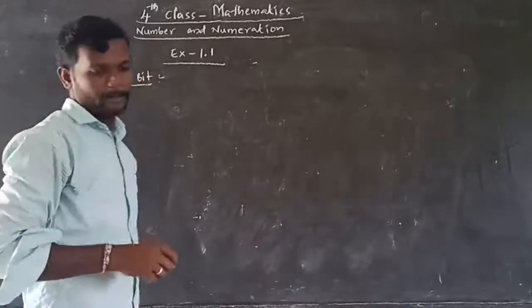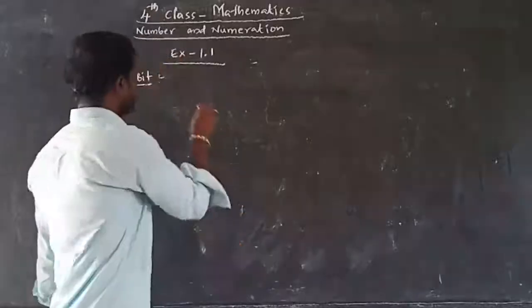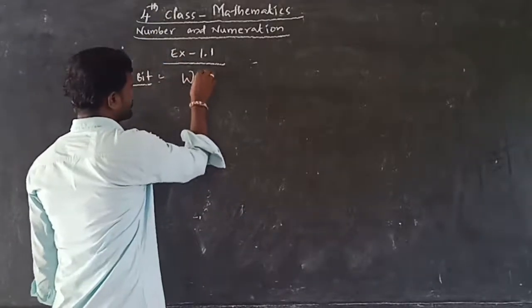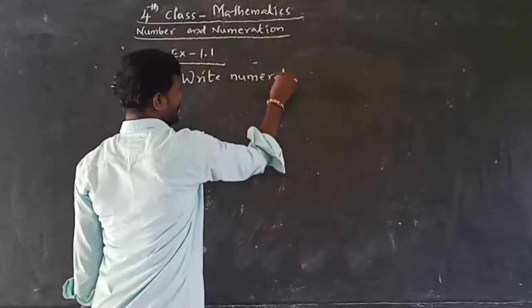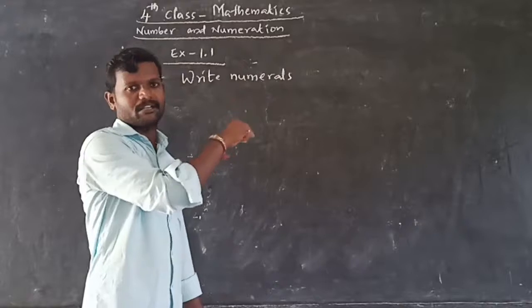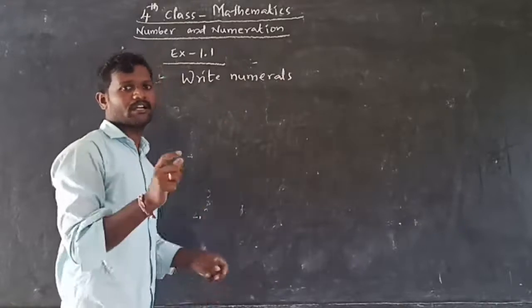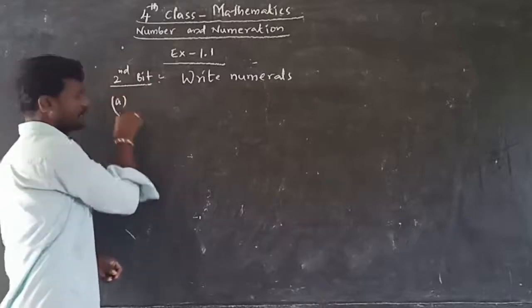What is second bit? Write numerals for the given number names. What we have to write? Write numerals. Numerals means nothing but numbers you have to write. Number name will be given in the problem. For that number name you have to write what? Numerals. So the first one. What is the first one?